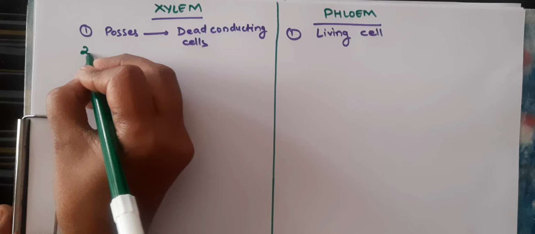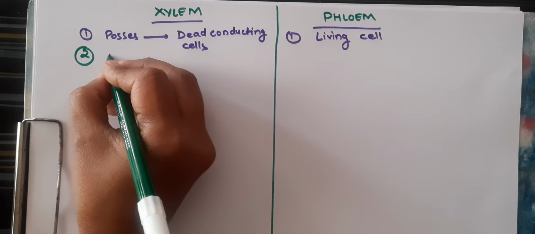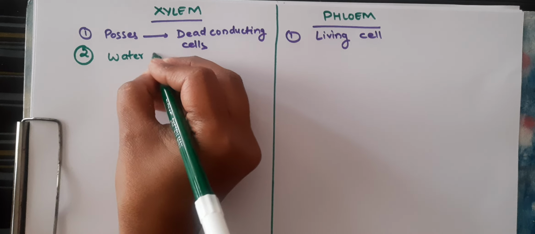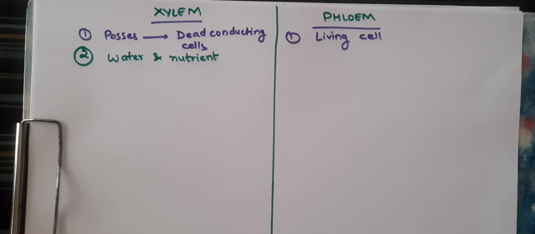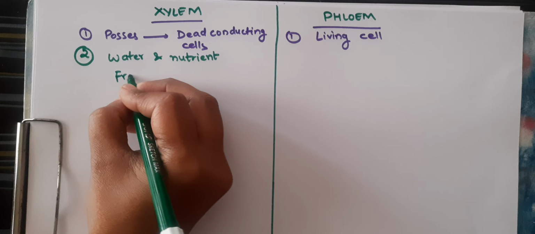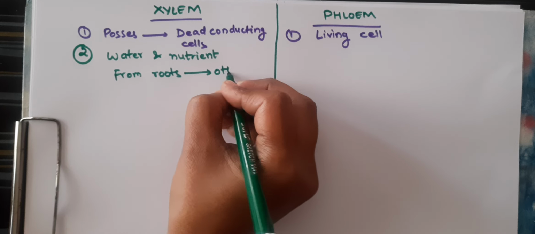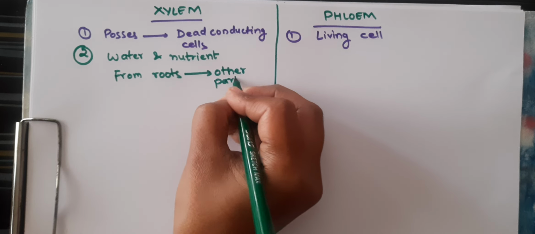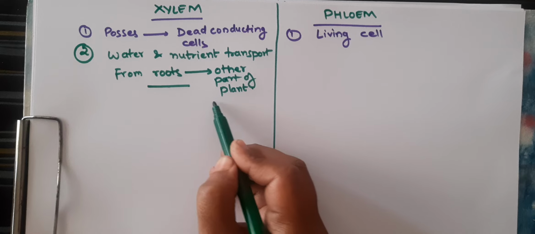The second difference between the xylem and phloem is that the xylem transports water and nutrients. So water and nutrients will be transported from roots to other parts of the plant. This is very important, listen carefully. So what xylem is doing, it is performing water and nutrient transport from where to where? From roots to other parts of the plant.